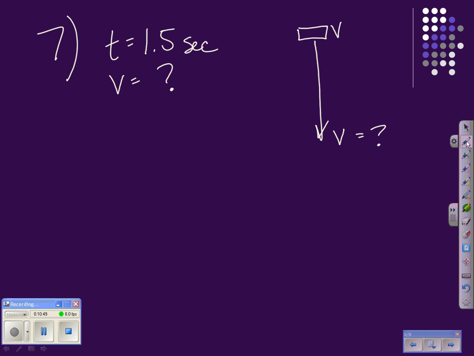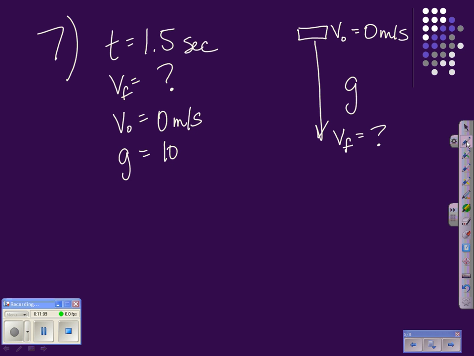Okay, what is its speed up at the top? Well, it's just sitting there, isn't it? So that should be 0 meters per second. So this is going to be my final speed that I want to find. And since it's falling, it's vertical motion, again, we know gravity. And gravity, since it's going downwards, is 10 meters per second squared.